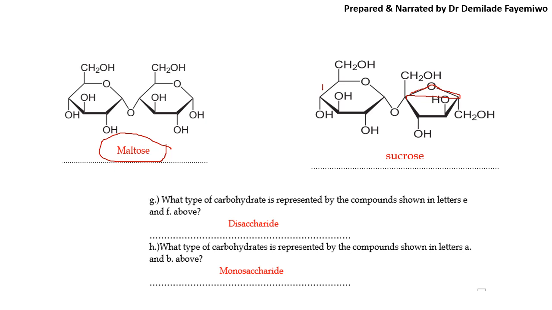So what type of carbohydrates are in E and F? These are E and F, by the way. That would be a disaccharide. And right at the beginning, when we saw glucose and fructose, those are all monosaccharides.